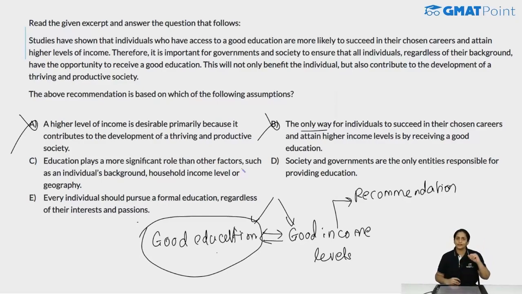So C, essentially, if you invalidate the assumption, your course of action no longer would have the desired effect. So C is definitely an assumption being made by the author. So I would say C is the right answer, but let's take a look at options D and E as well.